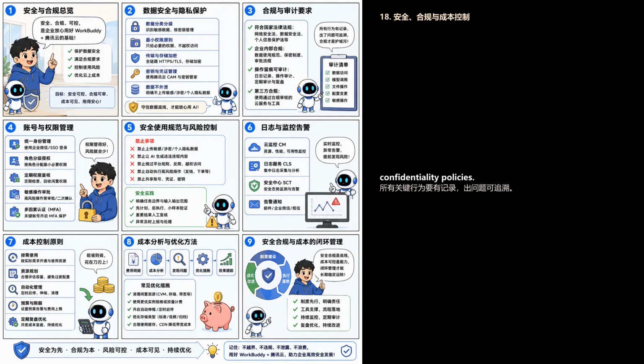The fourth panel covers account and permission management. Use unified identity management such as WCOM or SSO. Assign permissions by role and use minimum necessary access. Review permissions regularly and reclaim idle access. Sensitive actions require approval or secondary confirmation. Key accounts should enable multi-factor authentication. The fifth panel covers safe usage and risk control.